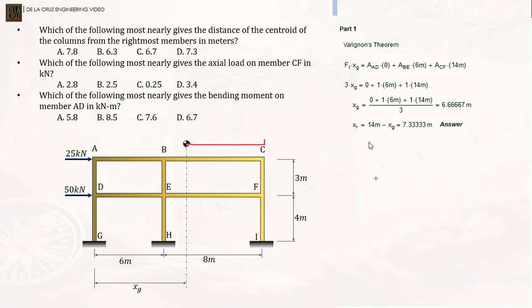Alright? So, for number 2, part 2, which of the following most nearly gives the actual load on member CF? Of course, in kilonewtons. Sige. Paano ba natin isolve yan? Yan. Paano natin isolve? Now, take note, yung mga common solution dito is gagawa tayo ng, di ba, gagawin natin yung ratio and proportion.